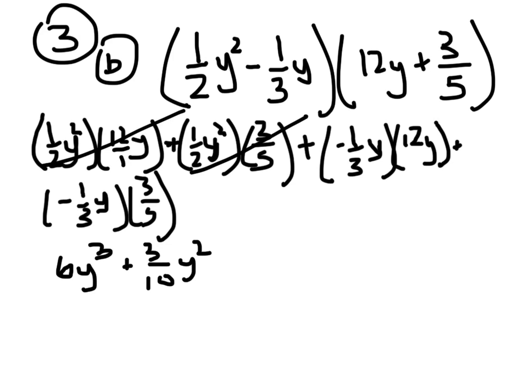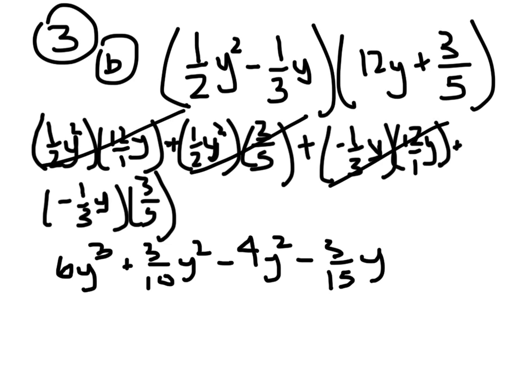Next I have negative 1/3 times 12, which would be negative 12/3, or negative 4. And lastly, I'll have negative 1/3 times 3/5, which would be negative 3/15 y.